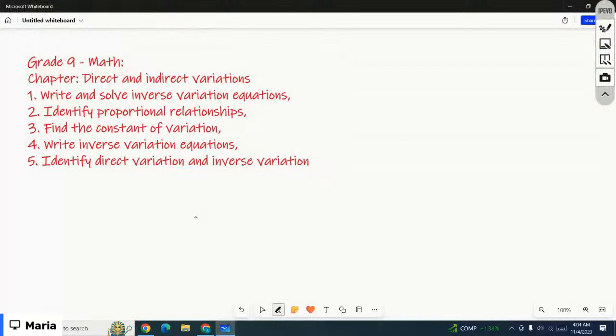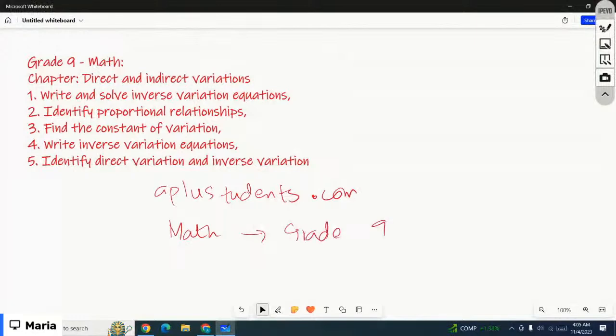You can find all the lessons on aplusstudents.com. You have to log in there using your email address and the password provided by the administrator. Then you have to select math from the subject tab. Scroll down to grade 9 and then click on view all lessons. There you can find a list of the chapters.